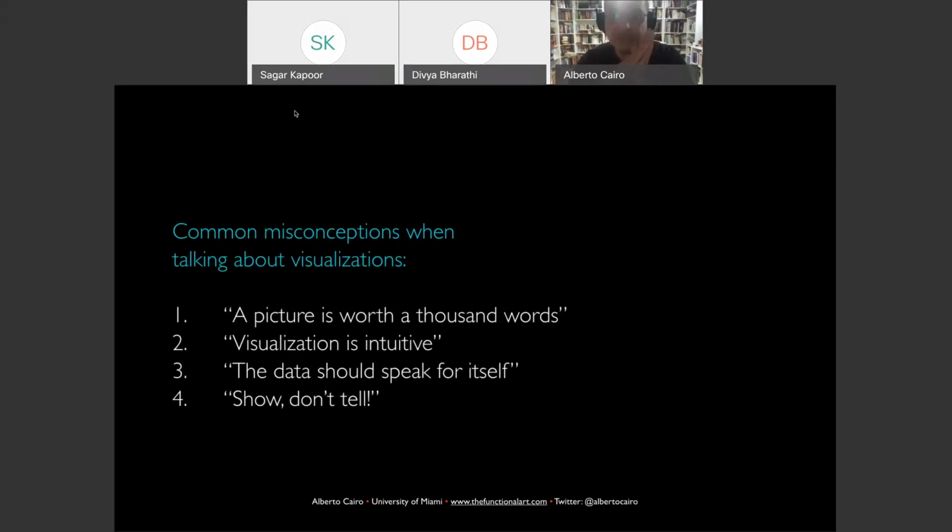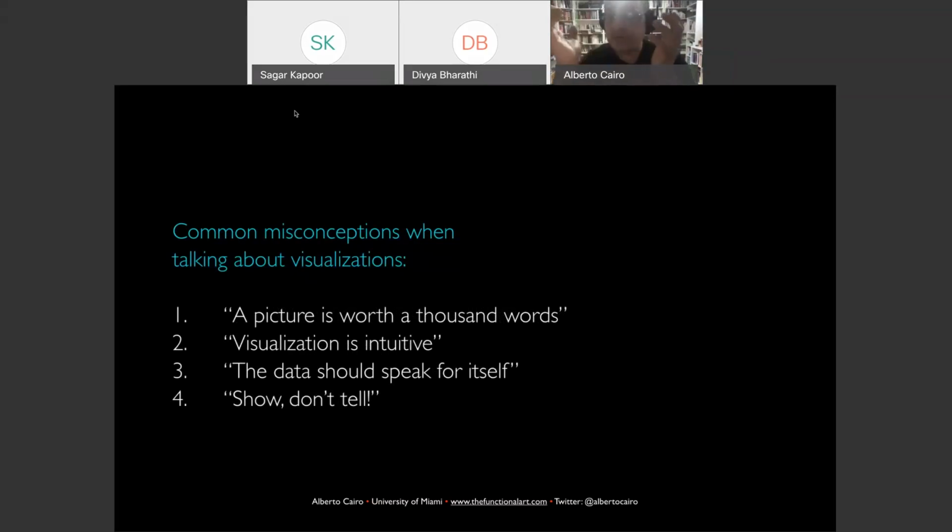However, there are also many misconceptions related to visualization, and I have devoted part of my work to try to dispel some of these misconceptions. I address some of them in some of my latest books. Sentences such as, a picture is worth 1,000 words, that is not true, or visualization is intuitive, that is also not true. Visualization needs to be learned. Again, we need to be good readers of visualizations before we can be good designers of visualizations.